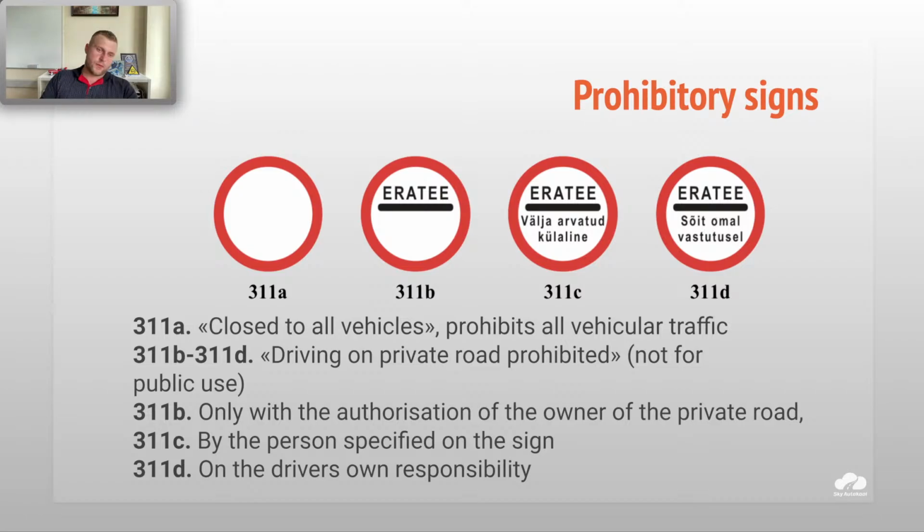Then the second one: driving on a private road is prohibited, not for public use. ERA-T in Estonian means private road. ERA, private, T, road. You already know that, I guess. So on a private road, only the owner can go there. Then we have the same sign, but with "välja arvatud külaline", which means except the guests. So guests are an exception. They can enter if they have a permission from the owner of this road or land.